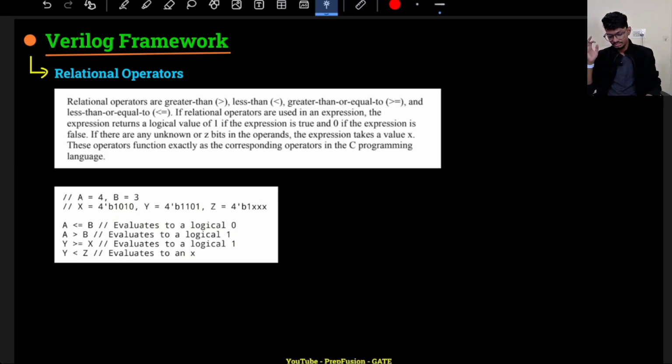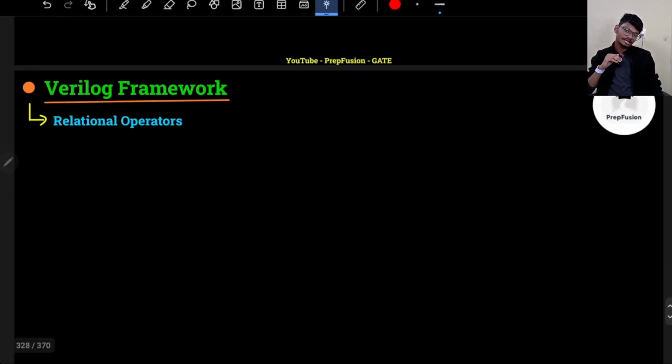Okay, and for this one, if x or z bits are present, it will evaluate to x, because even if one of the bits is x, then the whole result will be x. If there are any unknown or z bits, the expression takes a value of x. That's it. Okay, so now let's understand how I can code greater than and less than, to understand whether these are synthesizable or not.